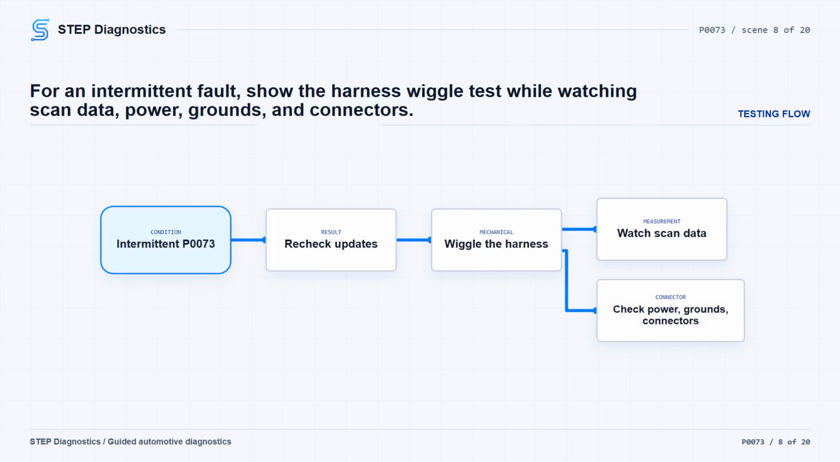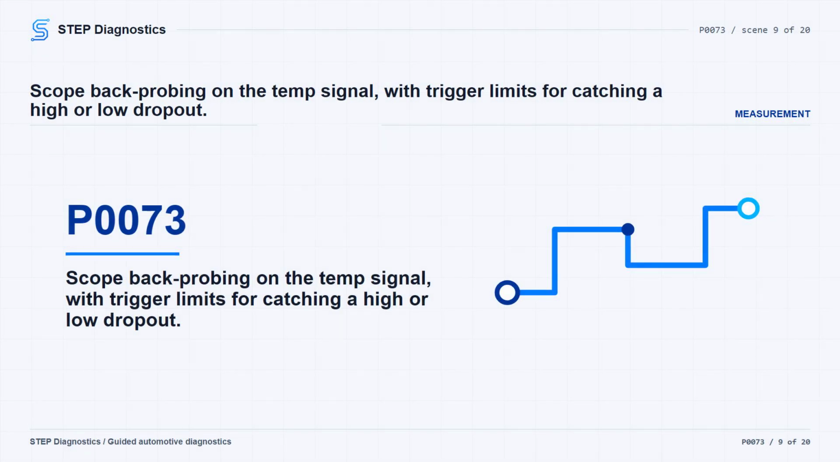Wiggle test any harness the ambient temperature sensor circuit passes through while watching for the fault to go active or for scan data to change. Check battery charge, battery connections, related chassis grounds, module connectors, component connectors, and any inline connectors for terminals that are loose, dirty, corroded, burnt, spread, pushed out, or broken. If you have the MAPAR scope available, back probe the temp sensor signal circuit and monitor voltage while wiggle testing the harness. If you cannot watch the signal live, set a trigger to catch an intermittent circuit high fault above 4.9 volts or a circuit low fault below 0.1 volts.